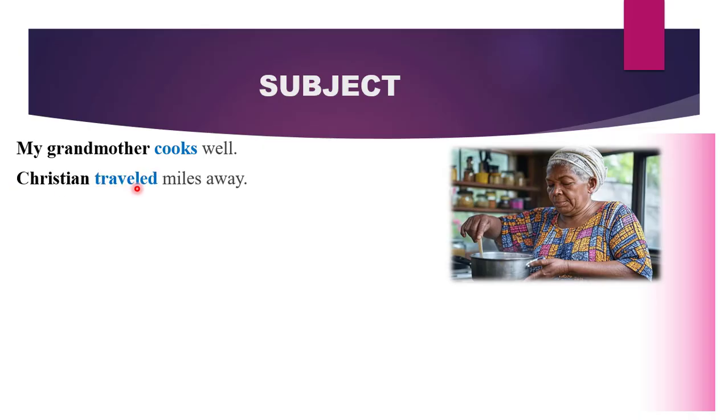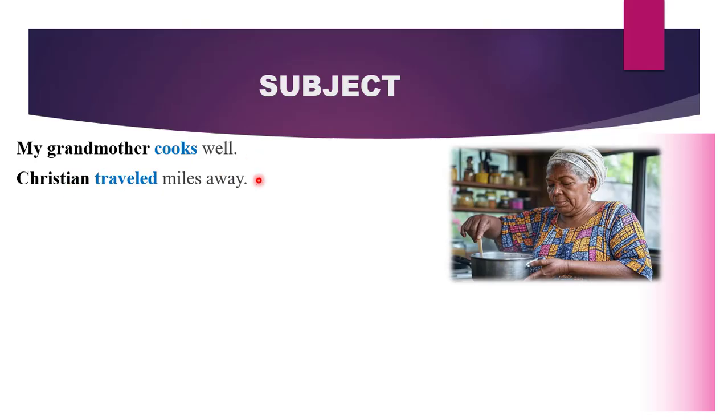Let's look at the second sentence. Christian traveled miles away. Who performed the action travel? It was Christian. Therefore, Christian is our subject. With these two sentences, we can then say that the subject is the performer or the doer of an action. To identify a subject in this way, you simply ask yourself, who is performing the action? And your answer will be your subject.